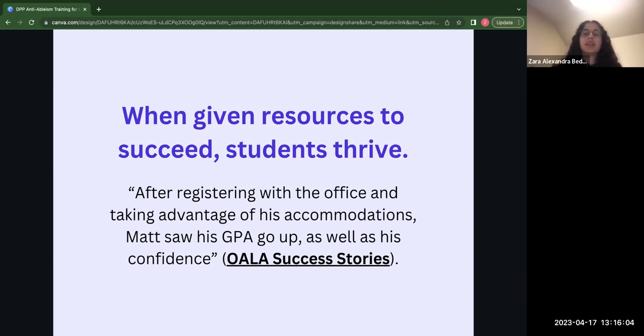He describes the breath of relief he feels when he remembers he can have time and a half on tests, or knowing that there can be someone to read the test for him or help him take notes in class if he can't focus.